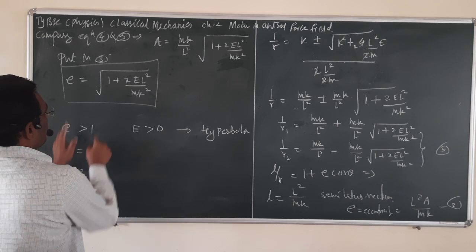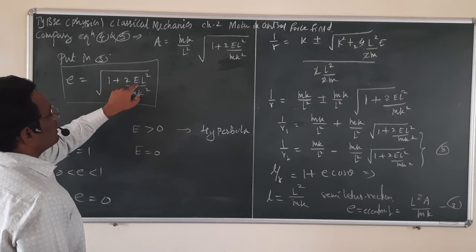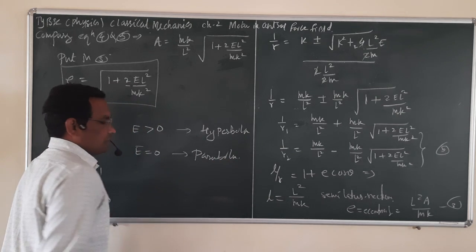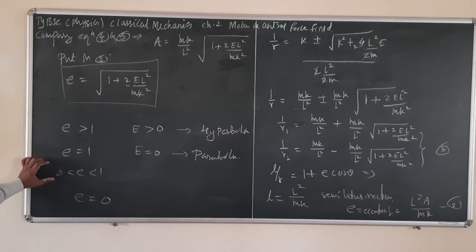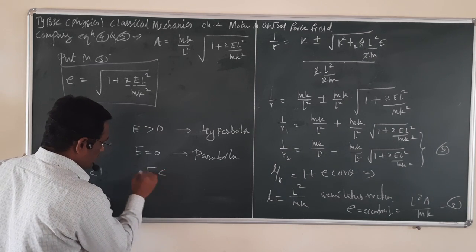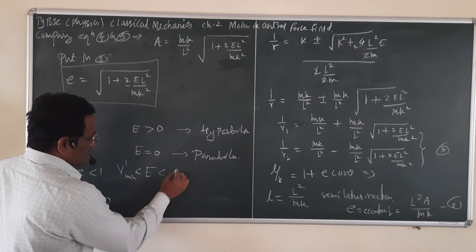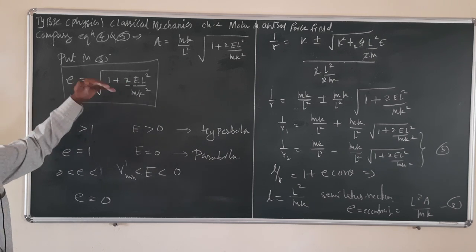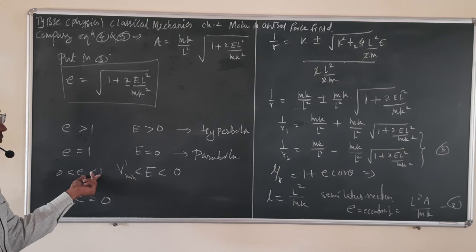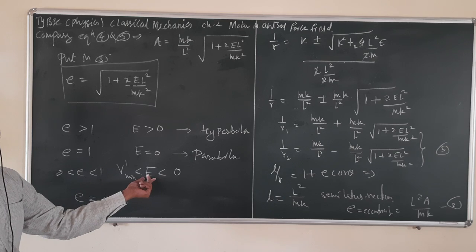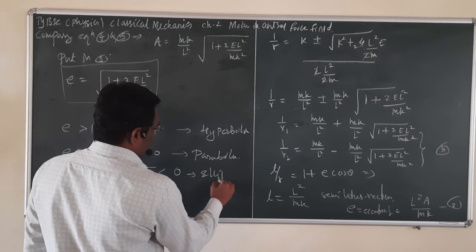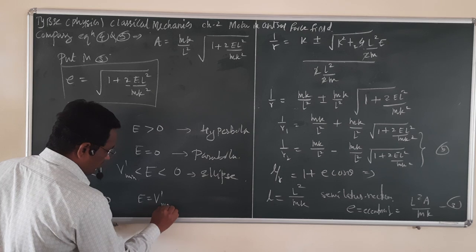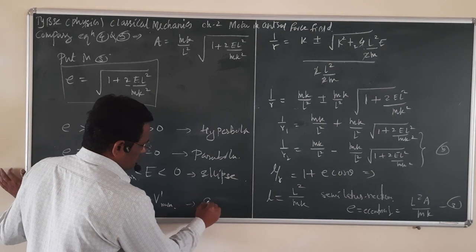Now if e is equal to 1, which means this E must be 0. If you put E equal to 0 in this equation, you will get e equal to 1. So this is the equation for a parabola. We know that for a parabola, eccentricity is equal to 1. Now for this case, as we discussed earlier, energy must be greater than V prime minimum and less than 0. So if you take energy as a negative term, 1 minus a negative term gives a value less than 1. So that's why the eccentricity becomes less than 1. And to get a positive value, energy must be greater than V prime minimum. So for this, we get the orbit as an ellipse. And to get e equal to 0, energy must be V prime minimum. Here we get a circle.